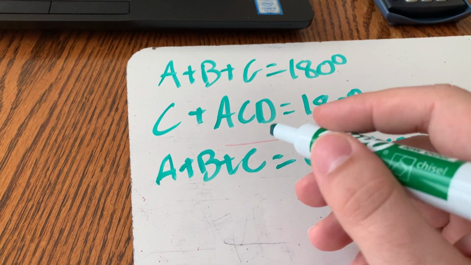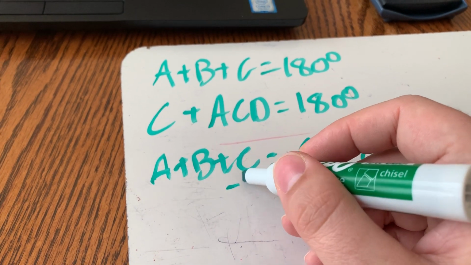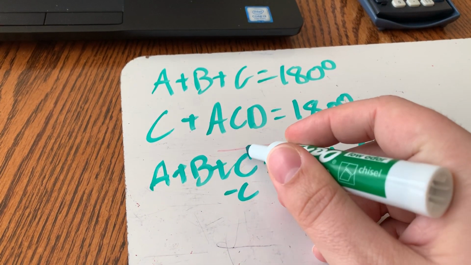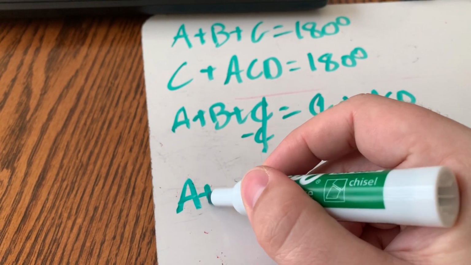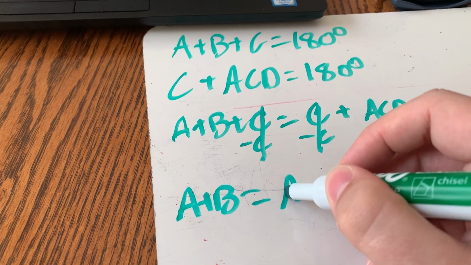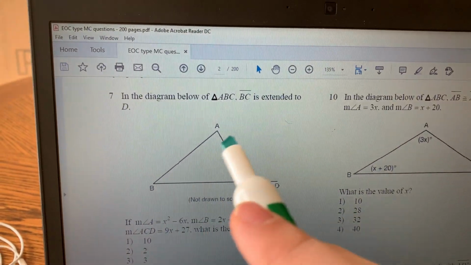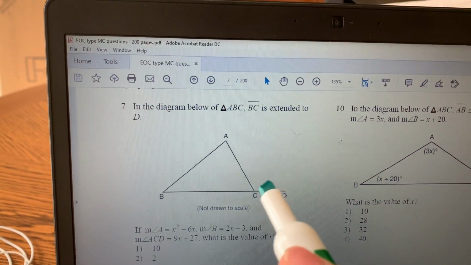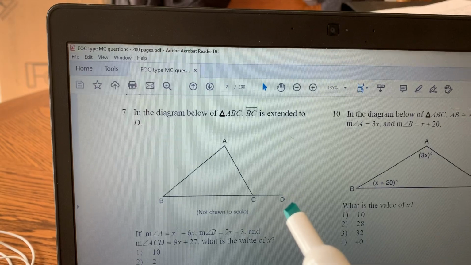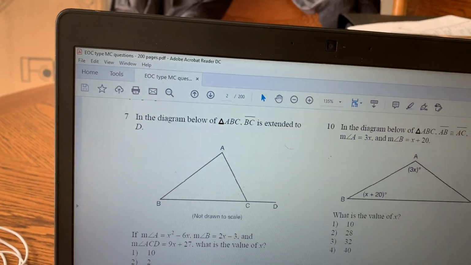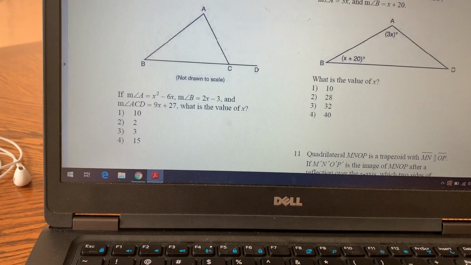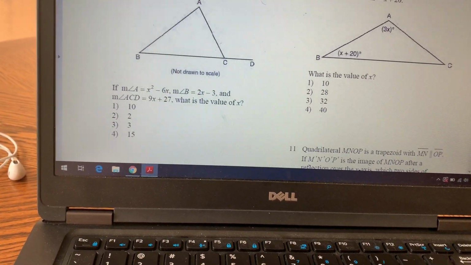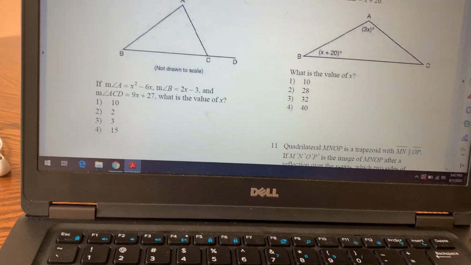So what do these have in common? Well, they both have C in common. Technically, if I'm showing the math correctly, I would subtract C from both sides. They would cancel out. So that leaves me A plus B equals angle ACD. So if we look at it, angle A and angle B have to add up to this obtuse angle on the outside, angle ACD. So we know what A is and we know what B is, and we know what ACD is. So we can go ahead and set up our equation.